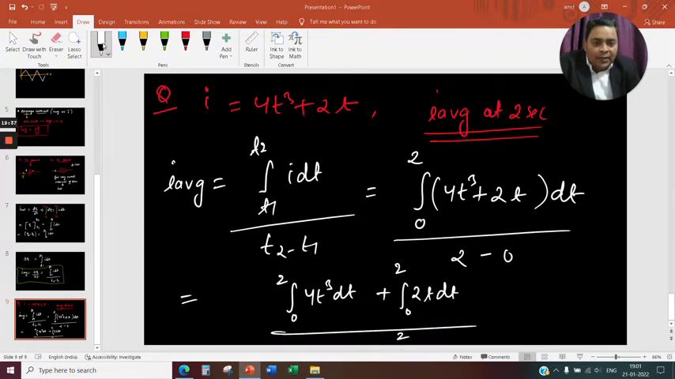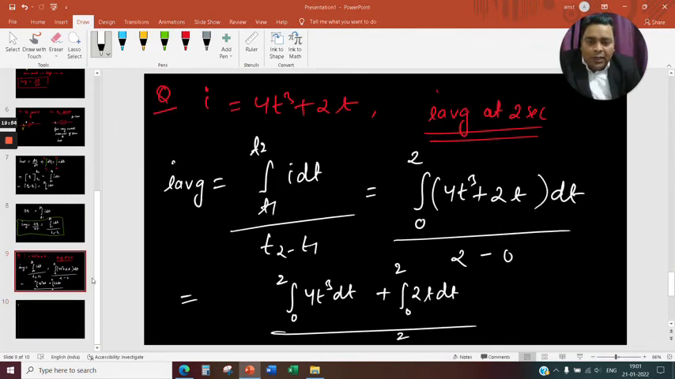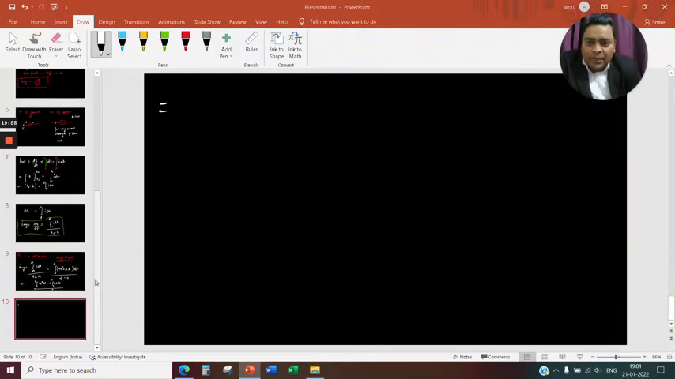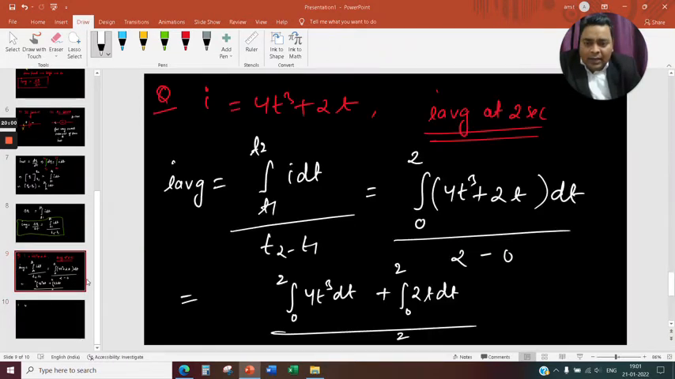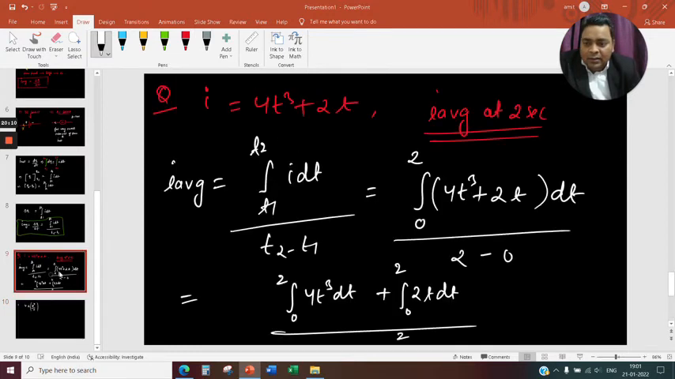But one thing from my side, try to integrate directly, don't separate into two parts. Just practice in such a manner so that you can get the answer directly, otherwise it will take lots of time. So finally we can write this equation as 4t cube dt. What is the integration of 4t cube dt? So 4 is constant, so please keep it out of the integration part, and then integration of t cube is t to the power 4 by 4. So multiplied by t to the power 4 by 4, and again put the limit, that is from 0 to 2 seconds.